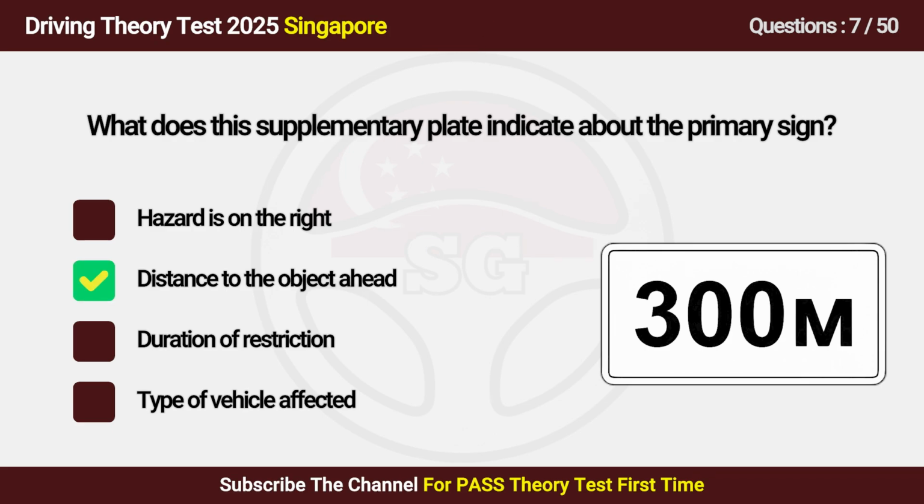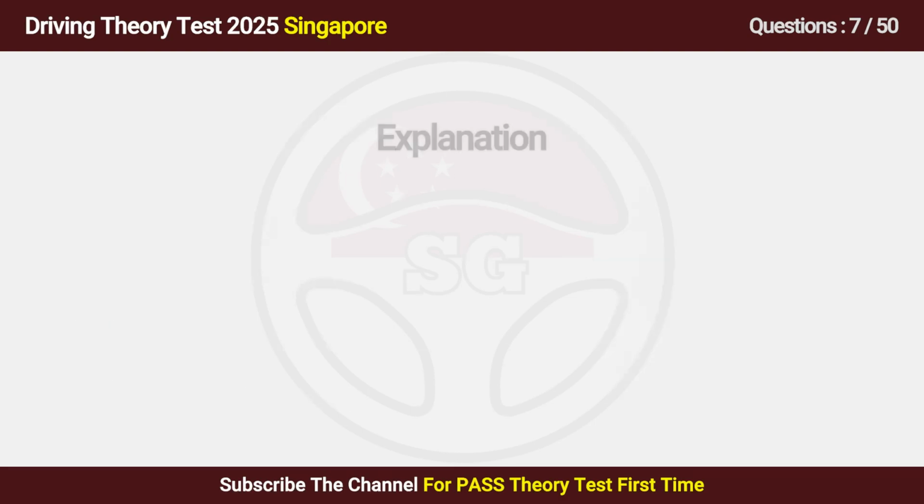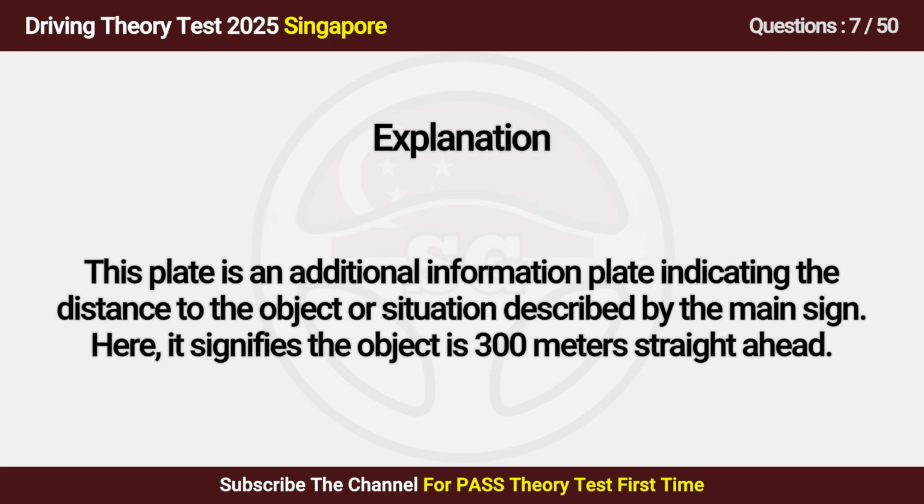Answer is B. Distance to the object ahead. This plate is an additional information plate indicating the distance to the object or situation indicated by the main sign. Here, the object is 300 meters straight ahead.